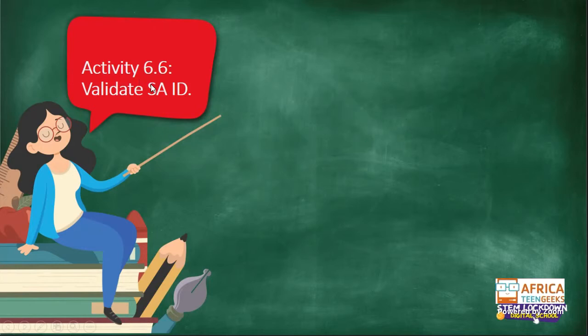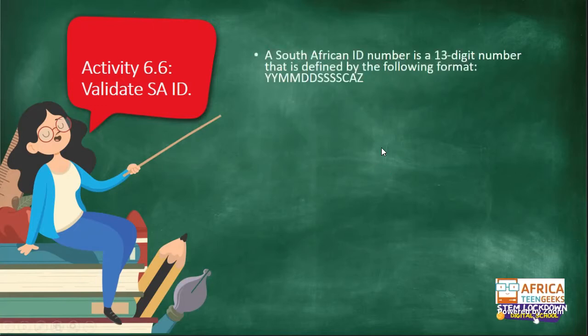So activity 6.6 in my grade 11 practical book is validate SAID, and we're going to implement a few functions, and together they are going to determine whether a SAID is valid or not. I'm going to run through this because I think I've already explained it in the previous slide. So a South African ID number is a 13-digit number that is defined by the following format.